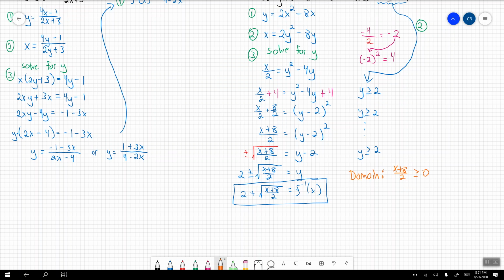Well, in this particular case, if I multiply by 2, I get this, which means that x must be greater than or equal to negative 8. This now says that the domain for your inverse function begins at negative 8 and then increases all the way to infinity.